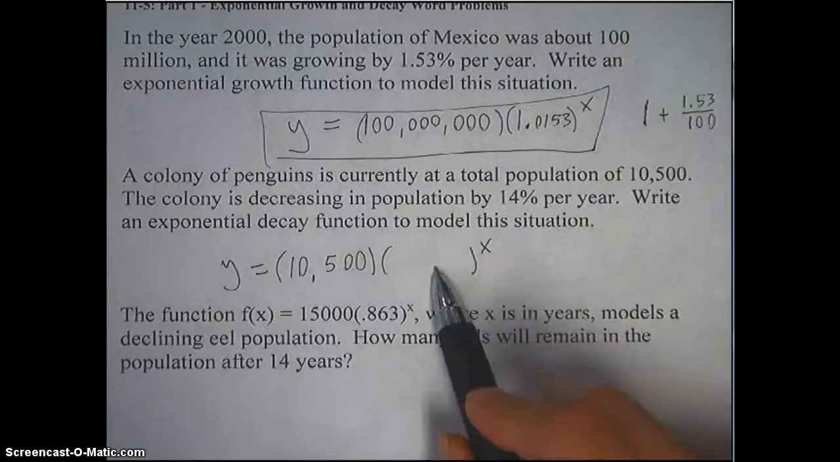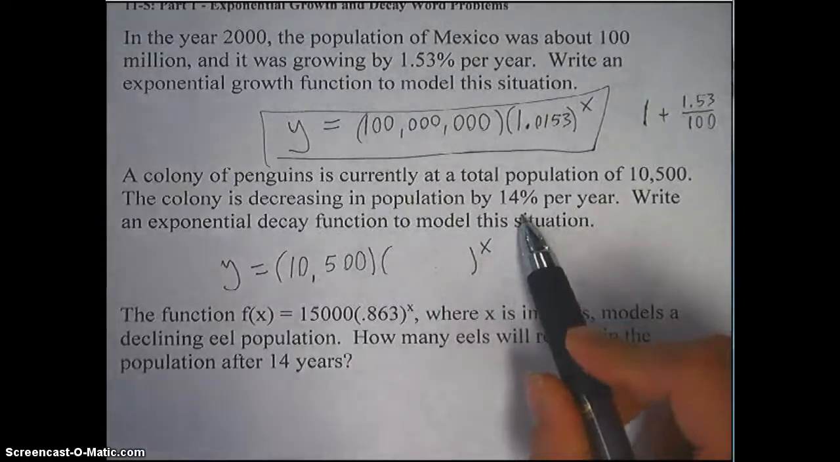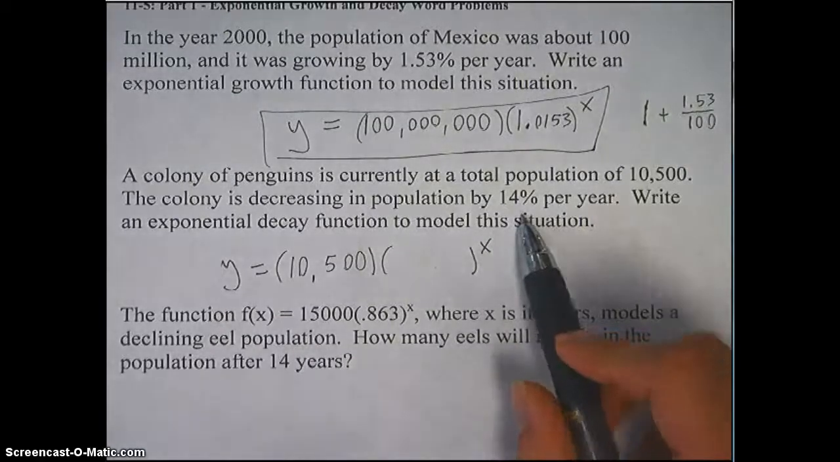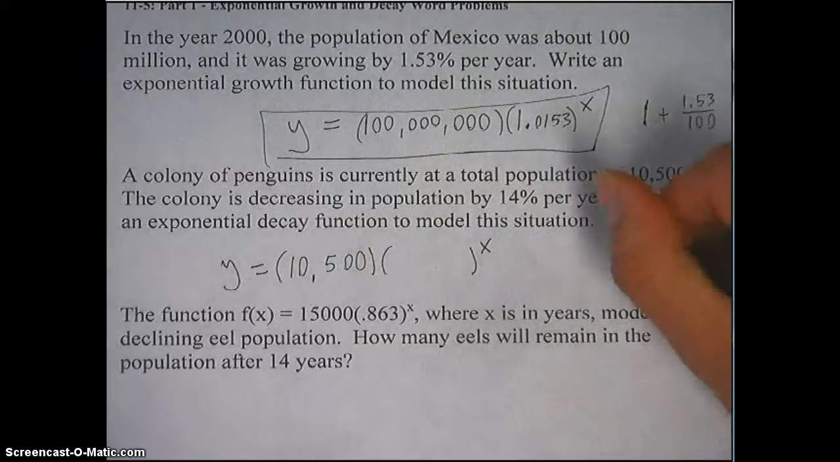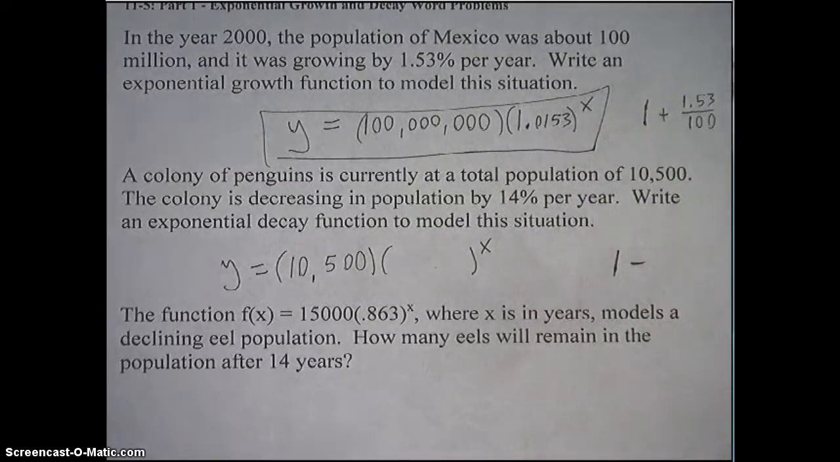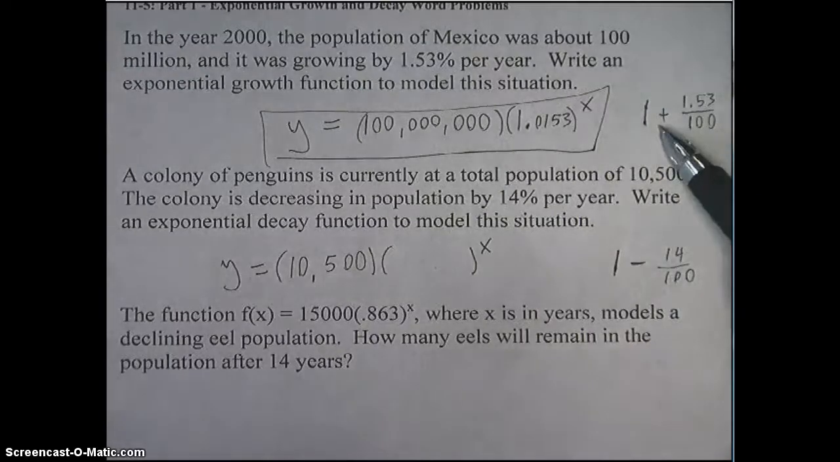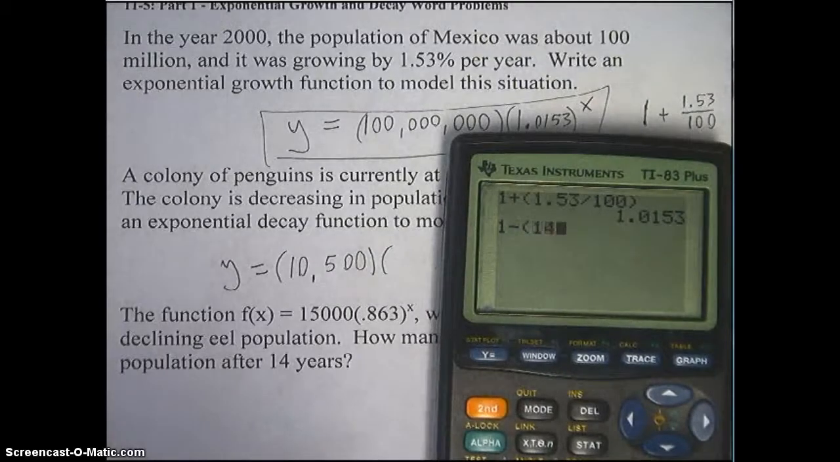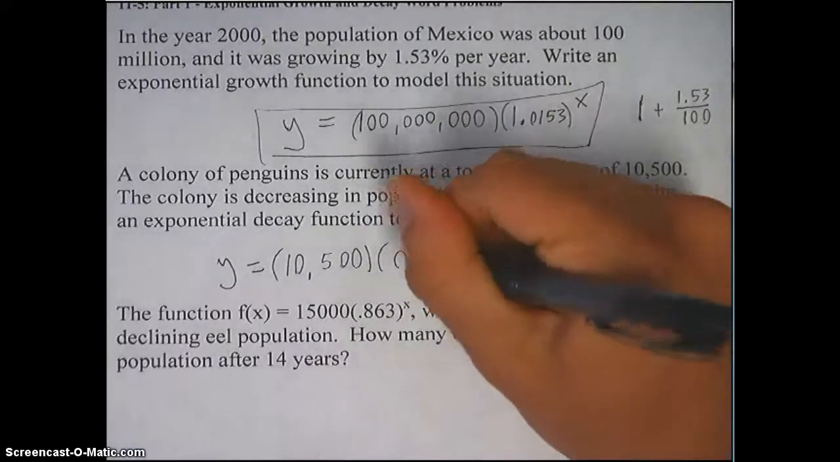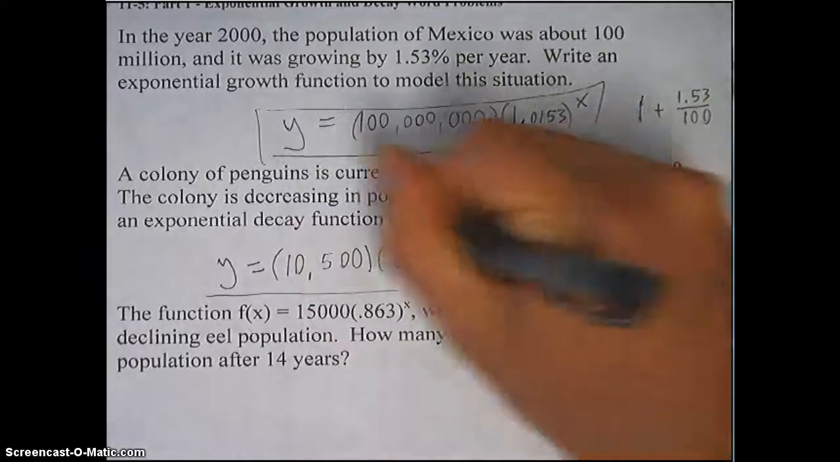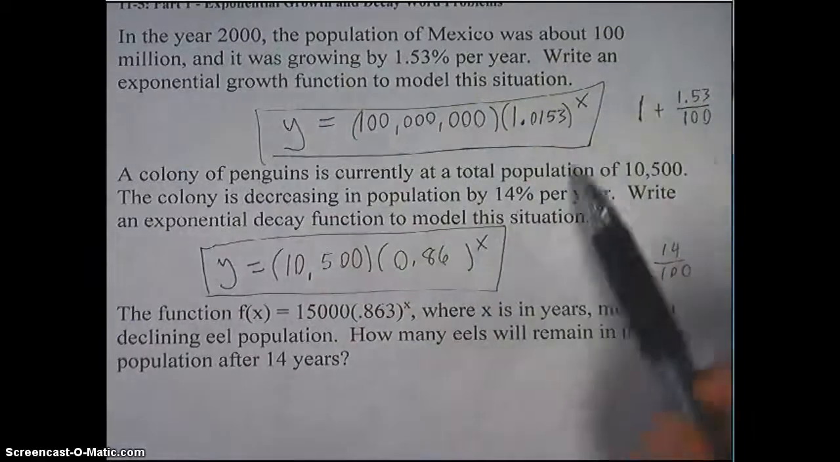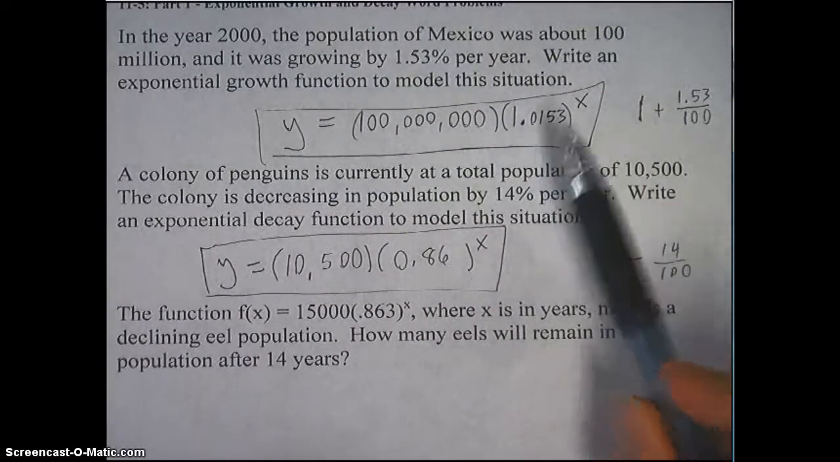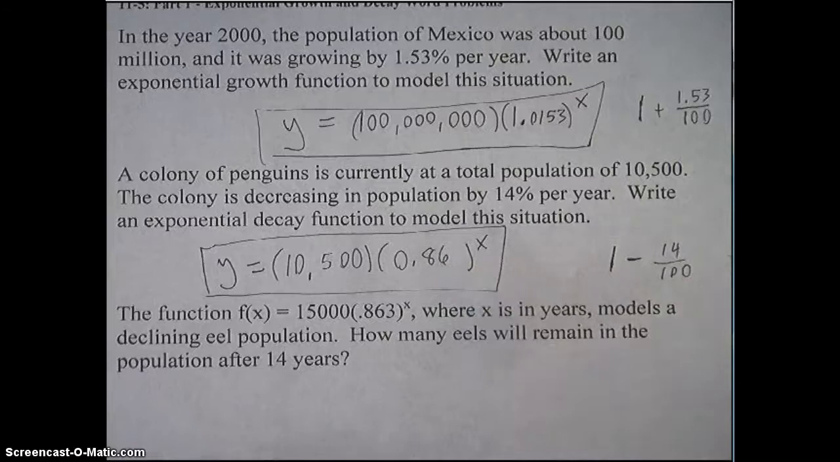What I need to type in for the decay factor, if it's decreasing by 14%, I'm not going to add anything to 1. I'm going to subtract from 1 14 over 100. That's going to give me my decay factor. So if it's growth, it's 1 plus. If it's decay, it's 1 minus. So 1 minus 14 over 100 is 0.86. This is 0.86 in here. So whenever the growth factor is greater than 1, it is growing, less than 1, it's decaying.